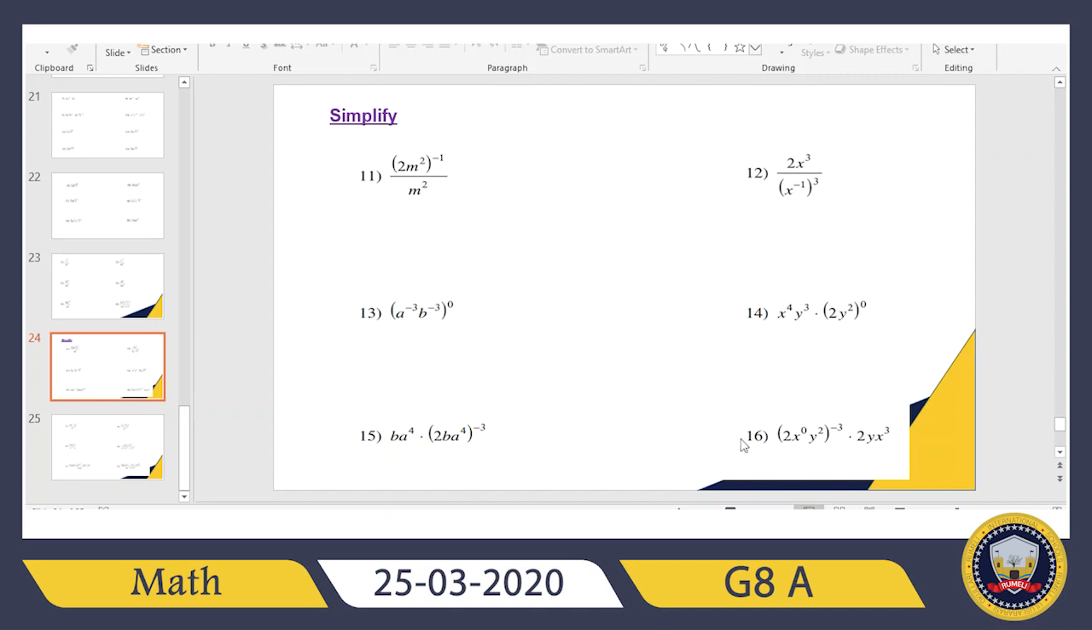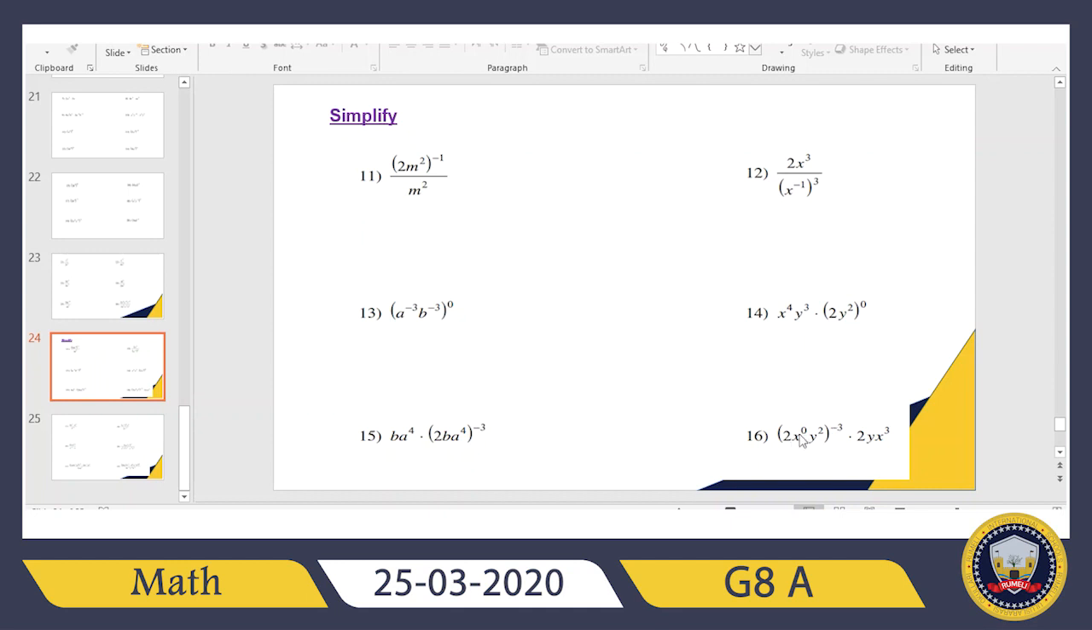Clear? Okay, let's go for number 16. 2x power 0 y power 2, all to the power of negative 3, times 2yx power 3. Okay, here let's expand and distribute this power over the bracket. It means 2 power 1 times negative 3, so 2 power negative 3. x power 0 is 1, so I will not write it again because it's 1. It means 2 power negative 3, y power negative 6.